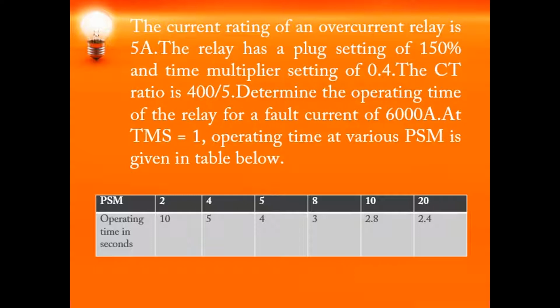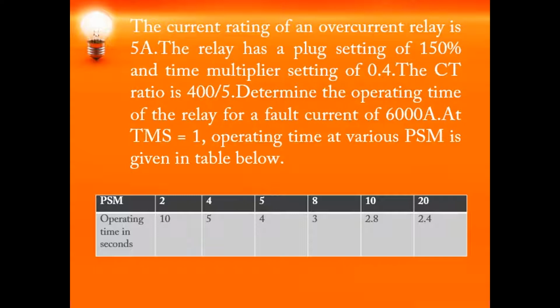At TMS equal to 1, the operating time at various PSM is given. So now what we have to do is, the question mentions the rating of the relay. What is the plug setting they have given, which is 150%. It is not directly given in amperes. It is given in terms of percentage of the rated current. And they have given the time multiplier setting as 0.4.